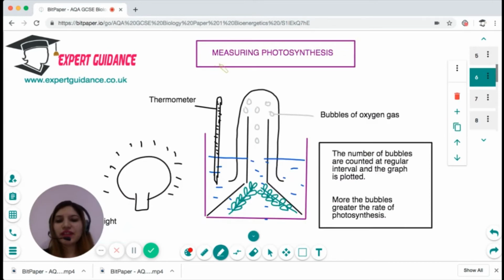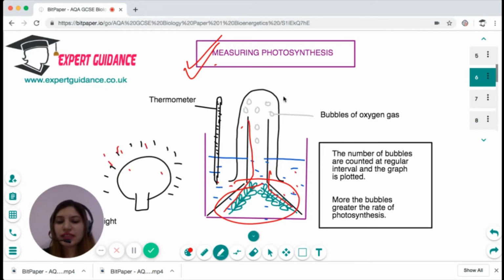Now, you must have done this experiment in school. How do you measure the rate of photosynthesis? We take an aquatic pondweed like Elodea or Hydrilla. We insert it into water, and then we measure the temperature of the water, and then we bring the light intensity and we will see the bubbles coming off. The bubbles coming off are of oxygen, which indicates the photosynthesis is taking place. The more the bubbles, the greater the rate of photosynthesis.